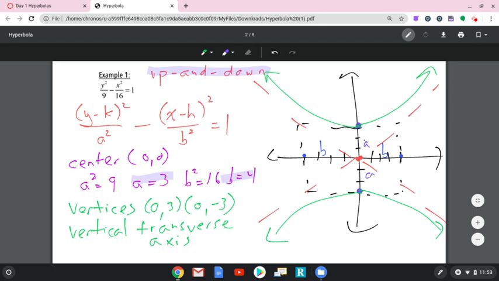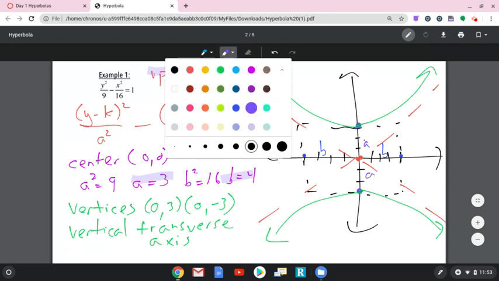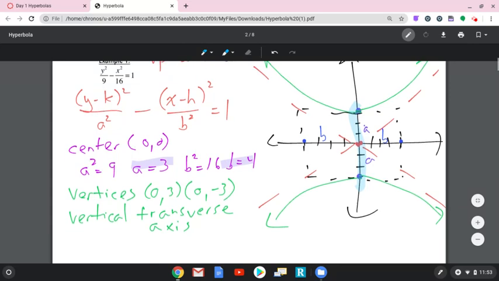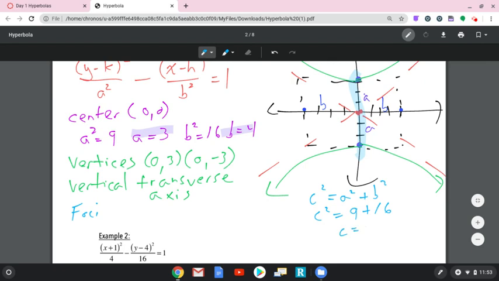Excellent. And if we look at it, think about it. Remember I told you the axis has to contain the vertices and the center, but there's only one more thing I need to find out, my foci. Now remember, in order to find the foci, we have to add C. So first find C. Remember, C squared equals a squared plus b squared. If I look at that, that means c squared would be equivalent to 9 plus 16, which is 25. So c would be 5.